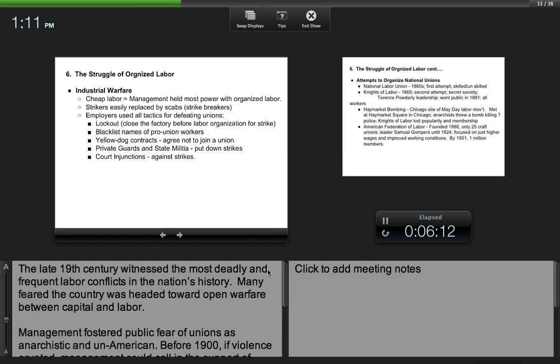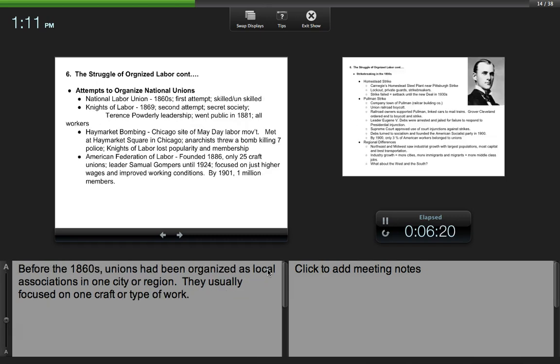Again, a list of different things that were used by employers. We talked about these in class to help keep unions down. But we are going to get some big unions. The National Labor Union is going to be the first attempt to really unionize a large amount of people. Following that's going to be the Knights of Labor. These are going okay. However, labor violence is going to hurt this.